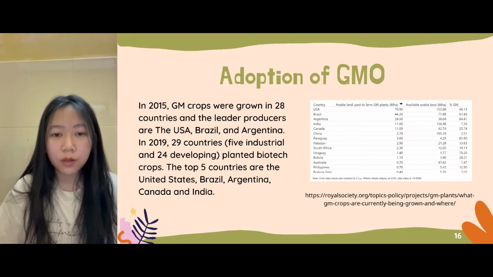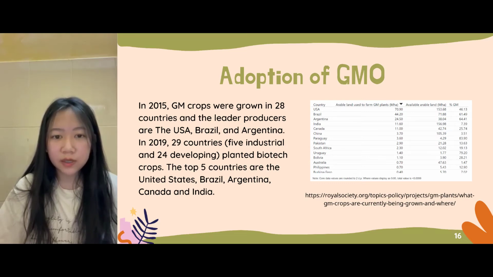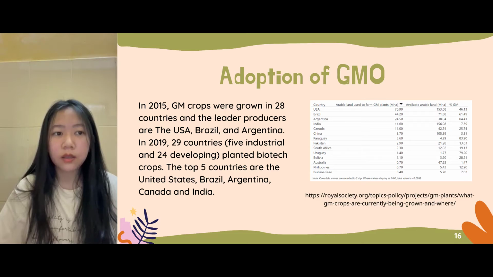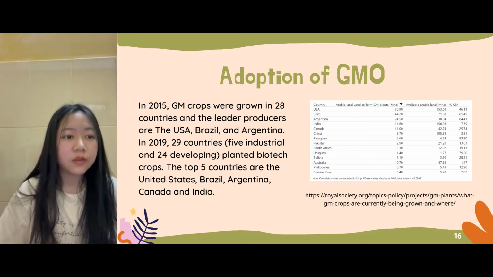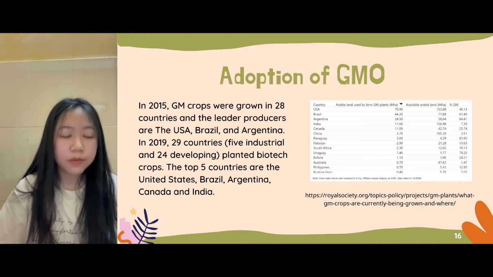Here is the global adoption of genetically modified crops. In 2015, genetically modified crops were rolled out in 28 countries. Up to 2019, it increased to 29 countries, including 5 industrial and 24 developing. As you can see on the table, the top 5 countries are the United States, Brazil, Argentina, Canada, and India. More than 30 countries have planted biotech crops since 1996, as we can see where they were rolled out in 2019.